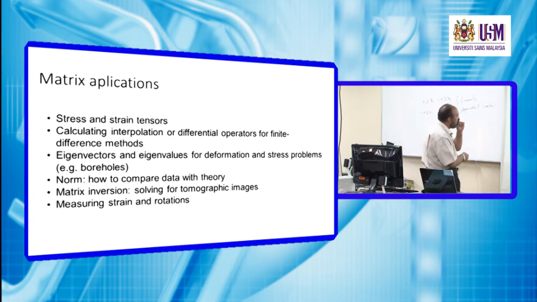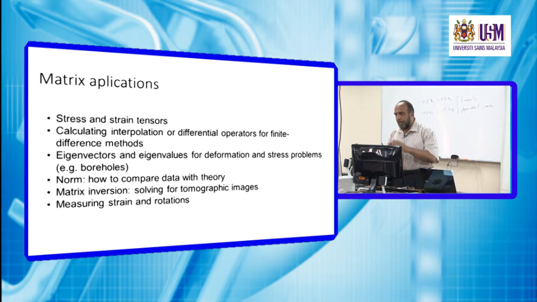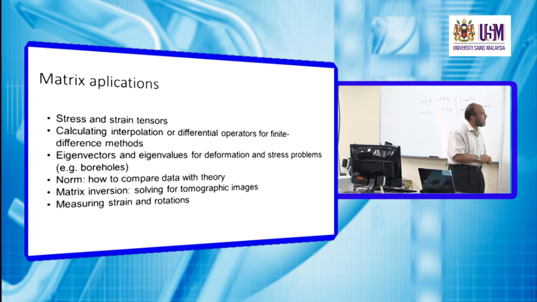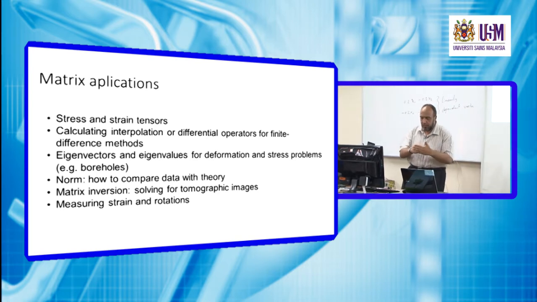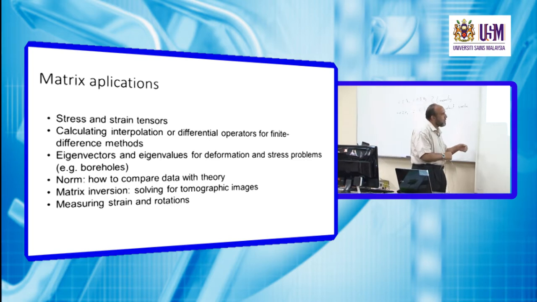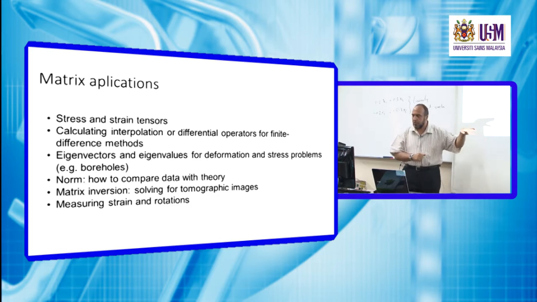As we gave a small hint yesterday, the L2 norm is a measure for the misfit between the data and the model we are doing in this least squares application. So the norm is used in this case for determining the misfit. Okay, if we have a big misfit, we have a big norm. If we have a low misfit, we have a smaller norm. Matrix inversion itself is used for solving tomographic images.